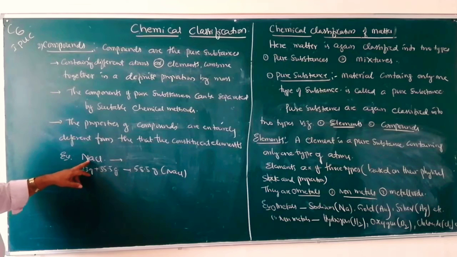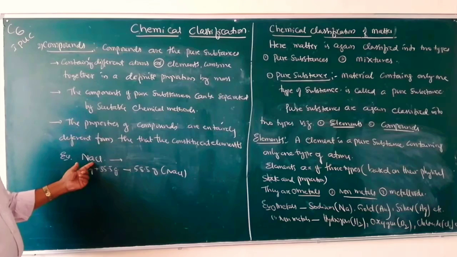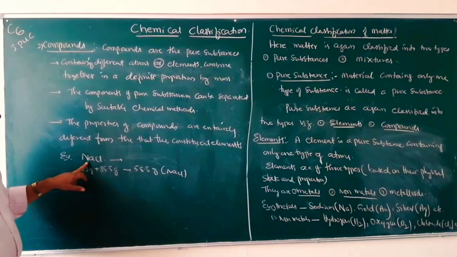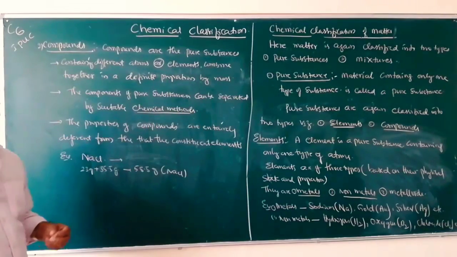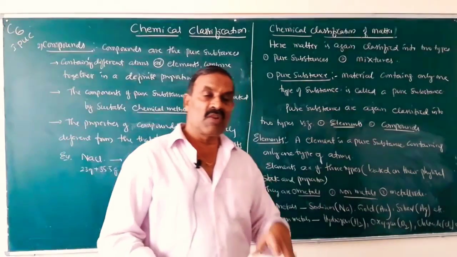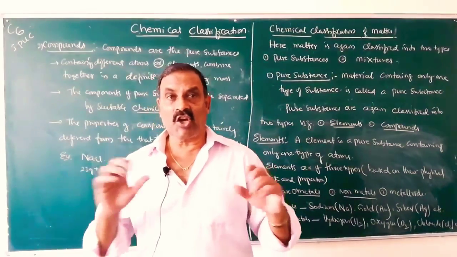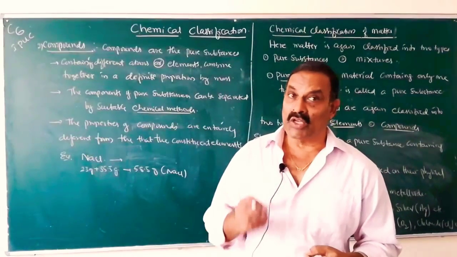This is the first definition. Compounds are the pure substances containing different atoms or elements combined together in a definite proportion by mass. Sodium and chlorine are the components of pure substances. They cannot be separated by physical methods, but they can be separated by suitable chemical methods. When molten sodium chloride is electrolyzed, we will get sodium and chlorine. So these components in the pure substances cannot be separated by physical methods, but they can be decomposed using suitable chemical methods.